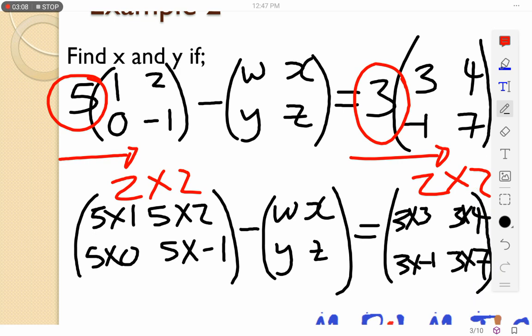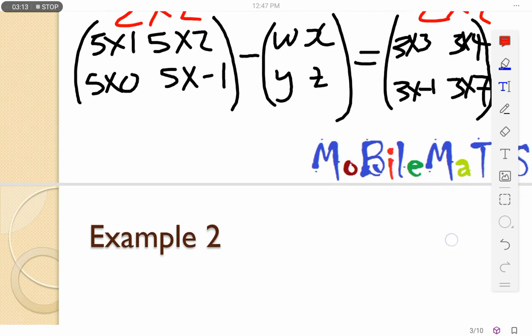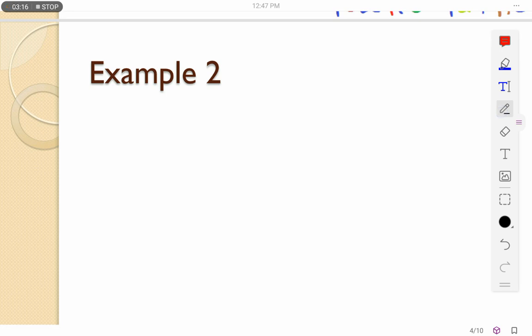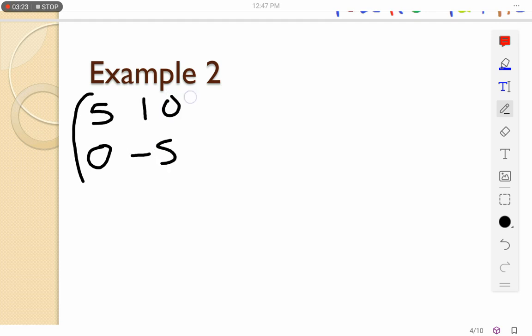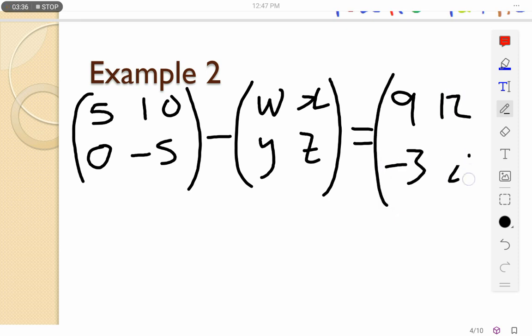Now we get the values of this. If we multiply, what do we get at the end of the day? On the first matrix we will get 5, 10, 0, minus 5, minus w, x, y, and z, is equal to 9, 12, minus 3, 21, like that.